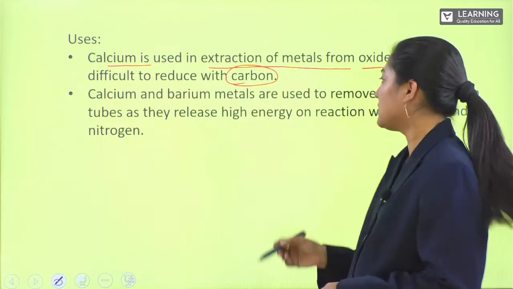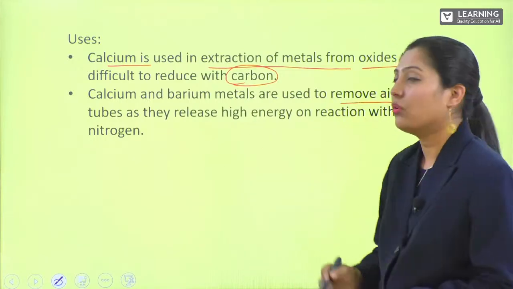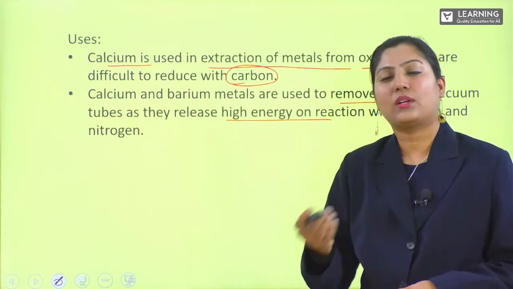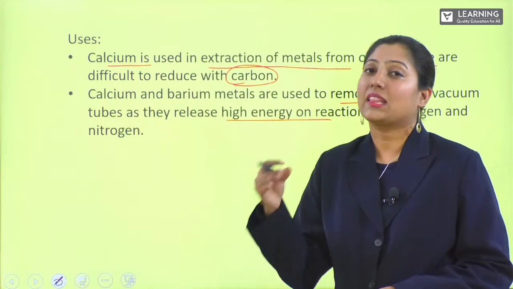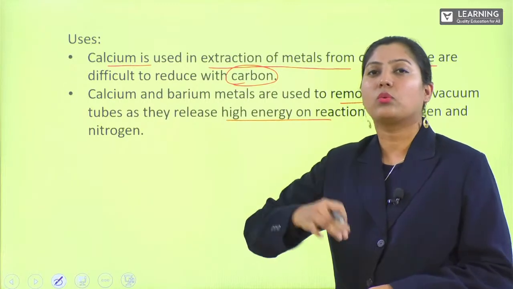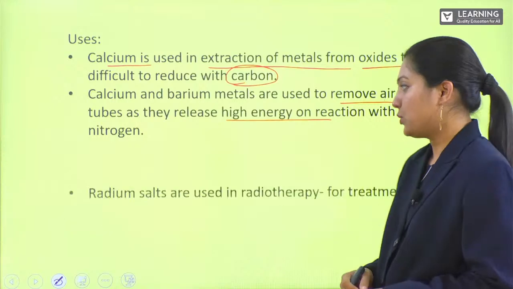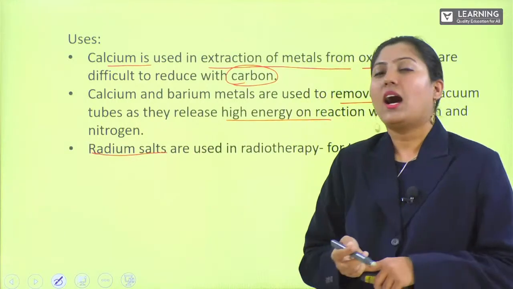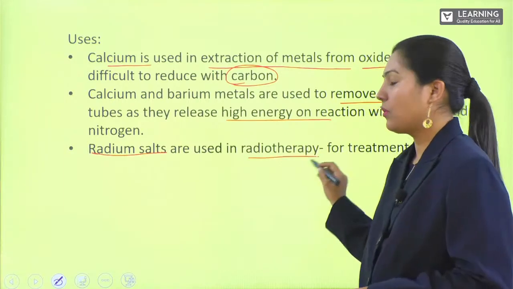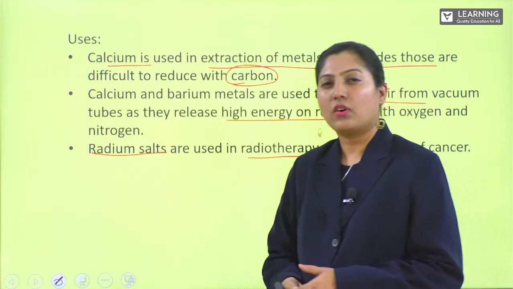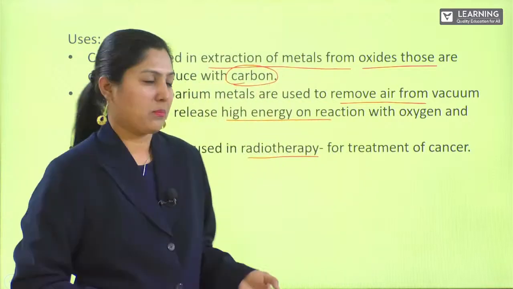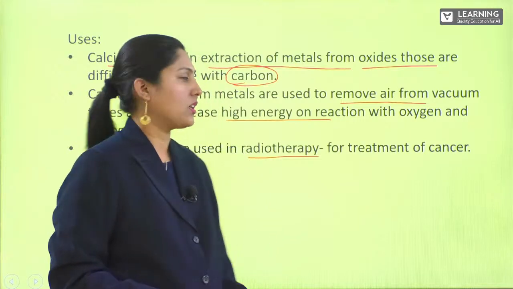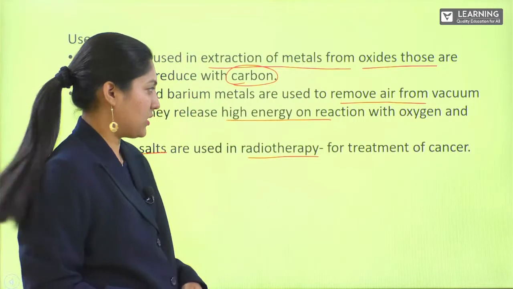Calcium and barium metals are used to remove air from vacuum tubes. They release high energy when reacted with oxygen and nitrogen, and that energy is utilized to remove the air from the vacuum tubes. And finally, radium salts are used in radiotherapy. What do you mean by radiotherapy? For many things we use radiotherapy, right? Mainly for treating cancer, we use these radium salts.